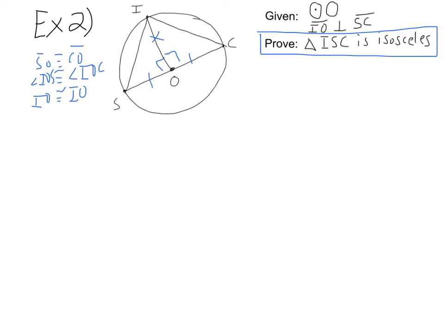Now we would say the triangles are congruent. We know that's going to be by side, angle, side. So the angle is in between, in the middle of the two sides. So you will say we've got side, angle, side here. So prove the triangles are congruent by side, angle, side.